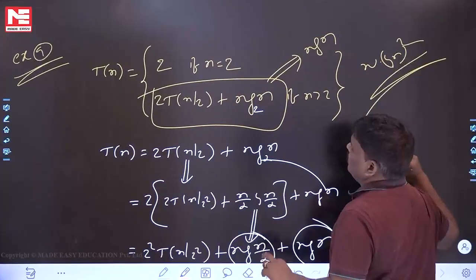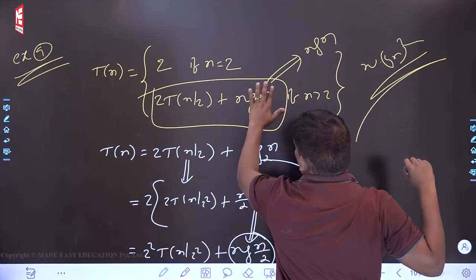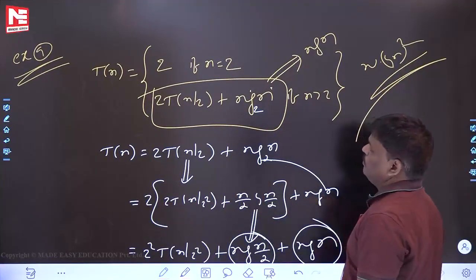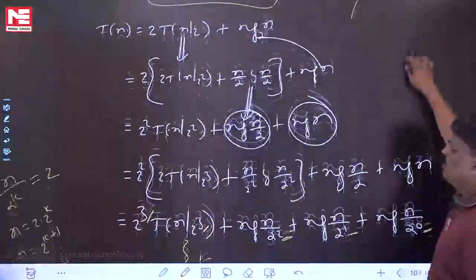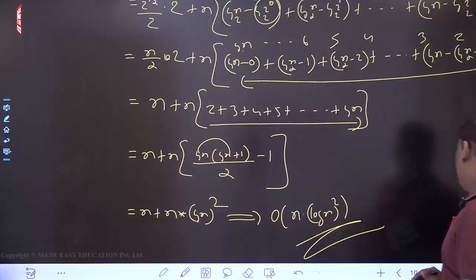A little extra key, same problem. Without log n we tried, n log n. With log n also we tried, n into log n square. Fine. So it is the 9th problem. Let's go to one more problem.